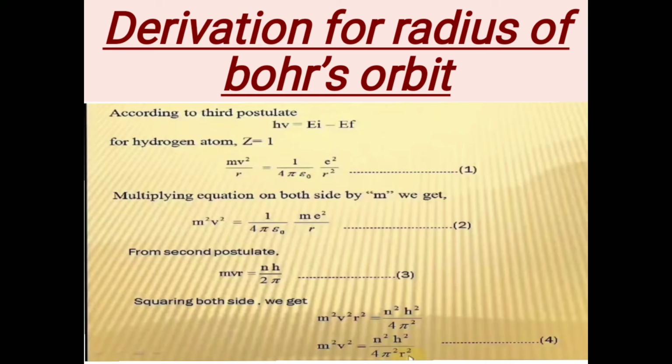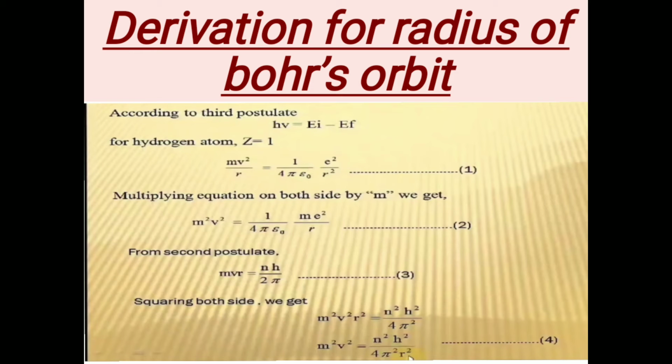Give this equation number 1. Multiplying the equation on both sides by m r, we get m square v square, which is equal to 1 upon 4 pi epsilon 0 times m e square divided by r. Give this equation number 2. Now from the second postulate of Bohr's theory, we know that mvr is equal to nh upon 2 pi. Give this equation number 3.